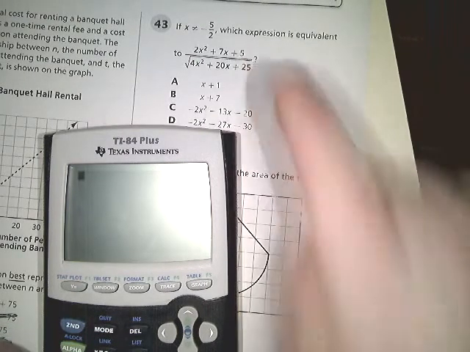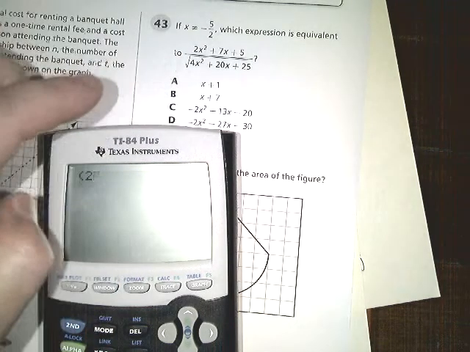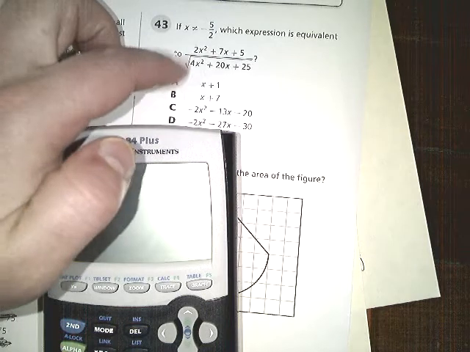Because this is a divide question, I'm going to put that top part in parentheses. So instead of putting it in as a fraction, I'm going to put it in as divide.